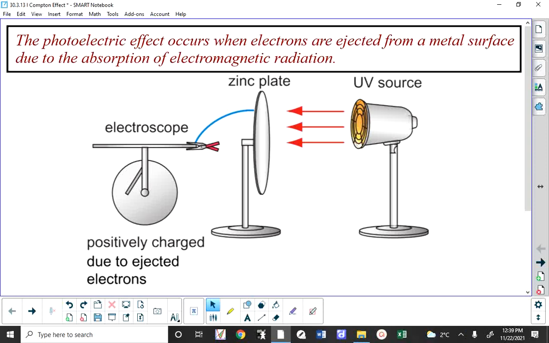Anyway, let's do one final go around with the photoelectric effect. Whenever electrons are ejected from a metal surface due to the absorption of EMR, which is usually visible light, but it could be, as you see in this diagram, ultraviolet radiation, that's called the photoelectric effect. The light is absorbed. Something happens on the surface atoms of the piece of metal to kick electrons out.